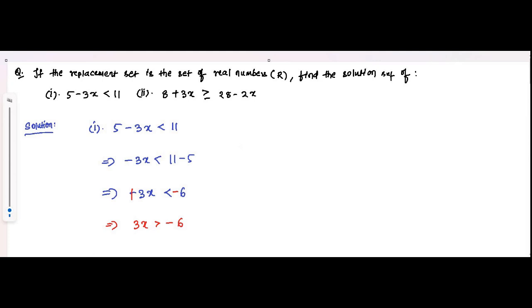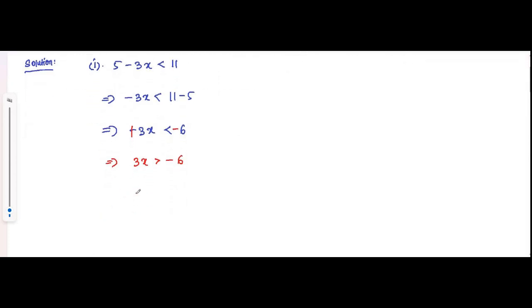Now we will divide both sides by the same positive number. In that case the sign of inequality will stay the same. So divide by 3 on both sides. That implies x is greater than minus 2. Okay, x is greater than minus 2. So this is the solution of the given inequation.